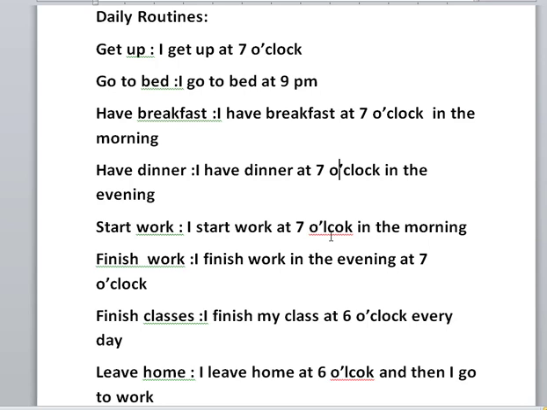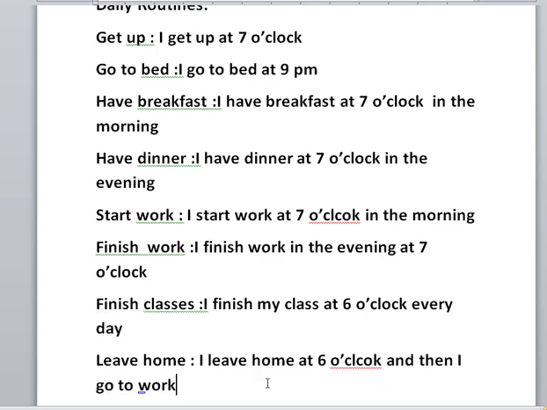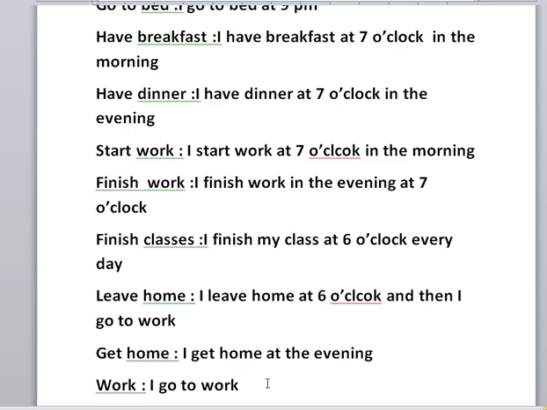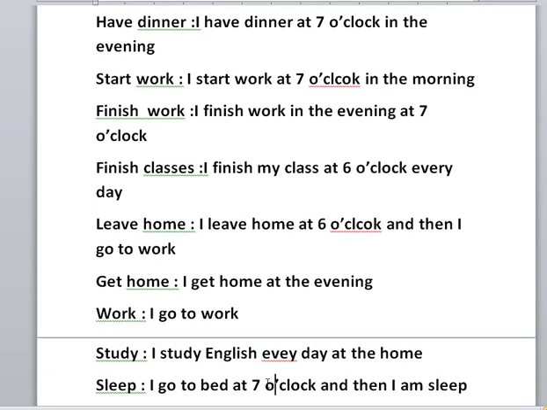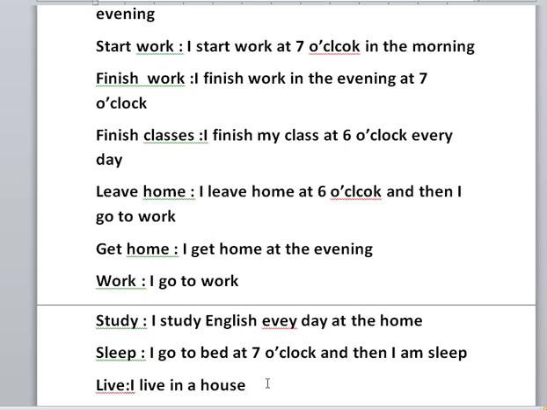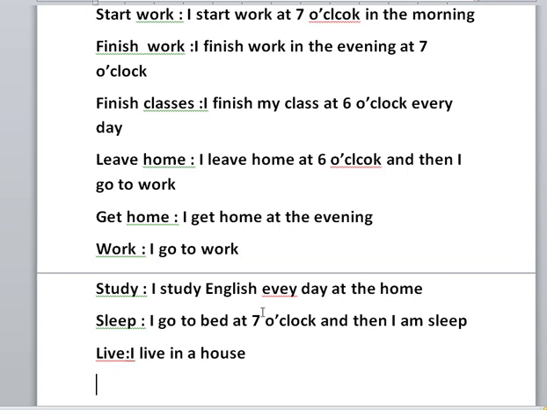I start work at 7 o'clock in the morning. I finish work in the evening at 7 o'clock. Okay. I finish my class at 6 o'clock every day. I leave home at 6 o'clock. Okay. And then I go to bed. I get home at the evening. I go to work. I study English every day at the home. Sleep, I go to bed at 7 o'clock and then I am asleep. Live, I live in a house.